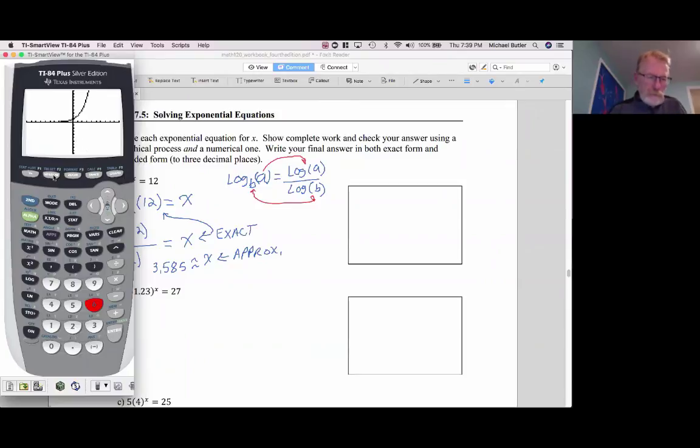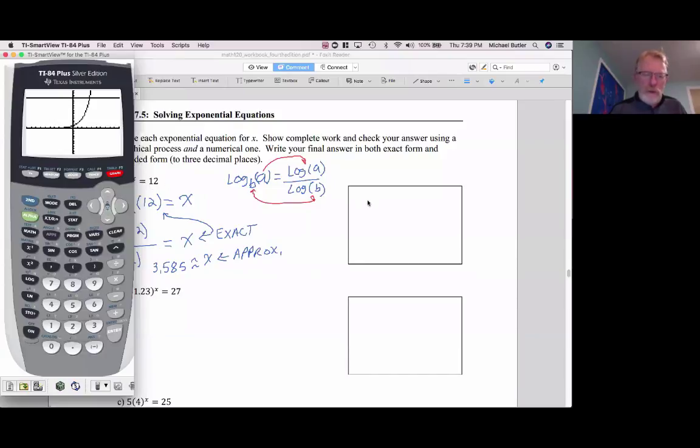So if I press my window, instead of going from -10 to 10, -10 to 10, I'm going to go -10 to 10, and then from -10 to 15, so that I'll see that horizontal line in there. And so with those window settings, when I press graph this time, I see the point of intersection between my two graphs, okay?